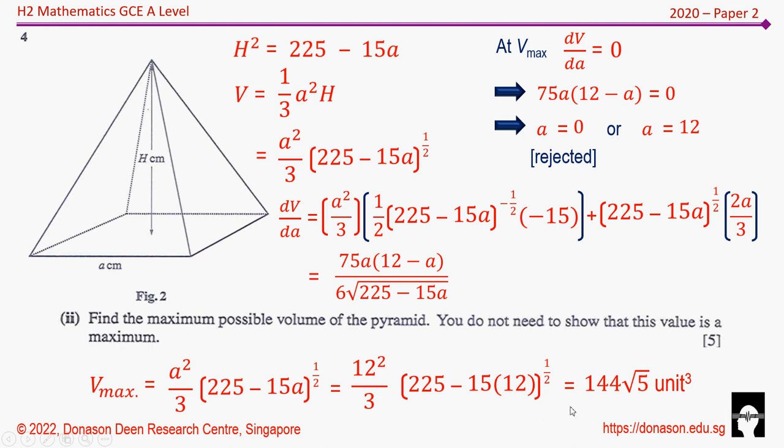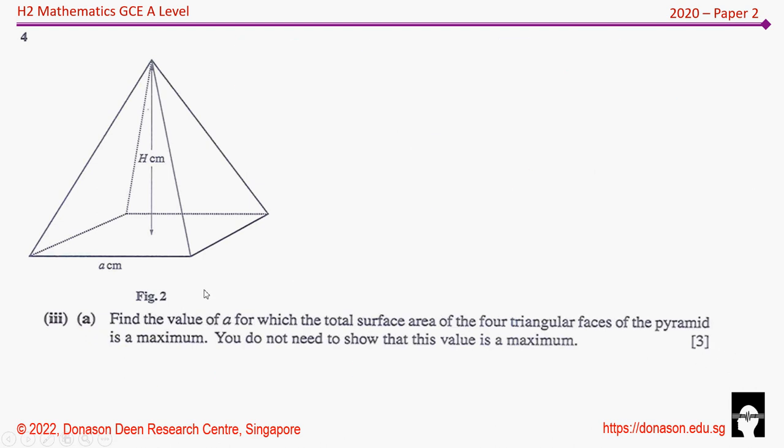You do not need to verify whether this is maxima or minima, because the question already says you do not have to do that. So if you do that, you will get 5 marks. Now find the value of A for which this time the total surface area of the four triangular faces of the pyramid is a maximum. Once again you do not need to show that this value is indeed a maximum.